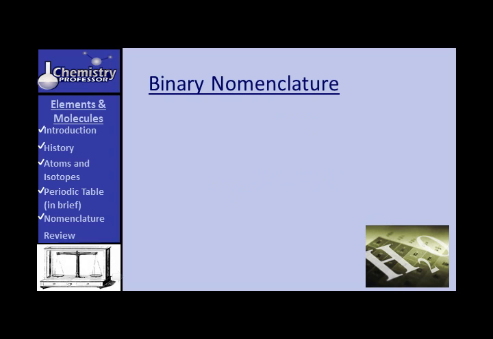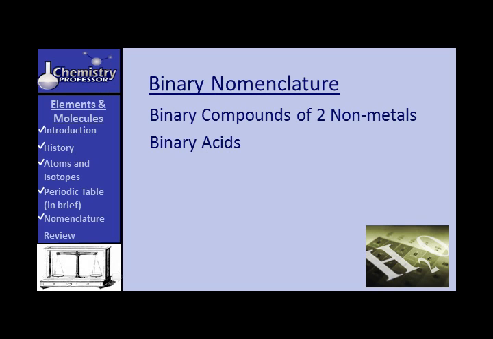Now, when we talk about binary nomenclature, there are three areas we must address. We must talk about the binary compounds that are composed of two nonmetals. Then we must talk about specifically binary acids, which are composed of a nonmetal and a hydrogen. And we talk about the binary compounds that are composed of a metal and a nonmetal. So we'll have three different areas, and you will recognize them because binary compounds are compounds of two different elements.